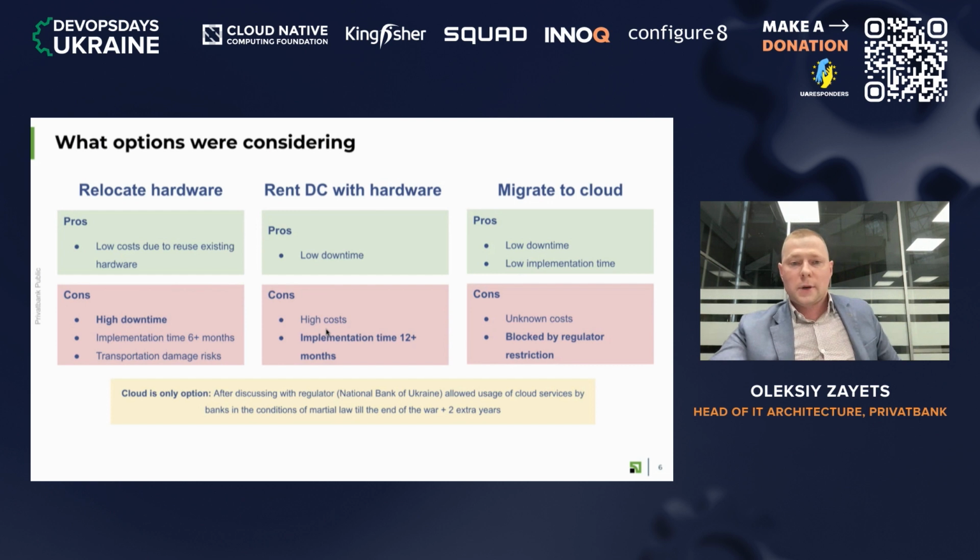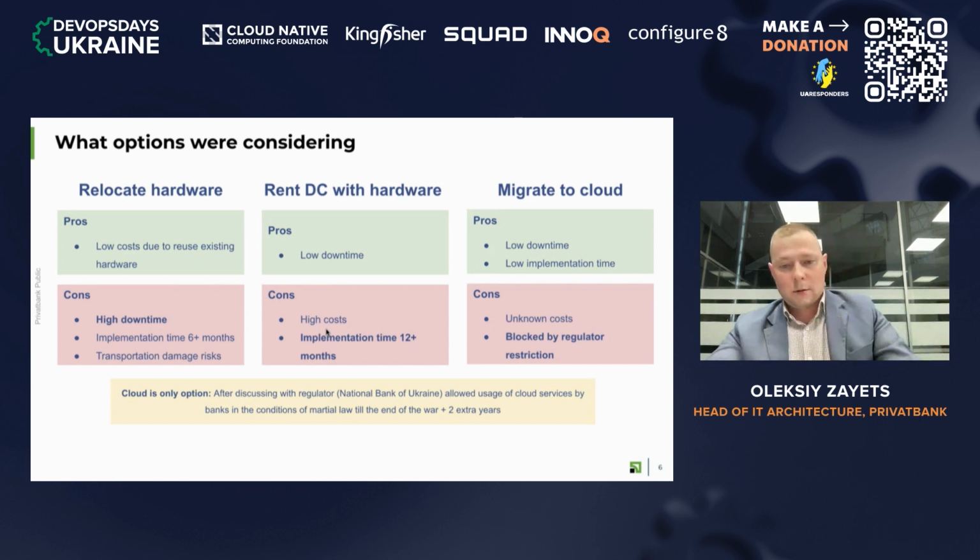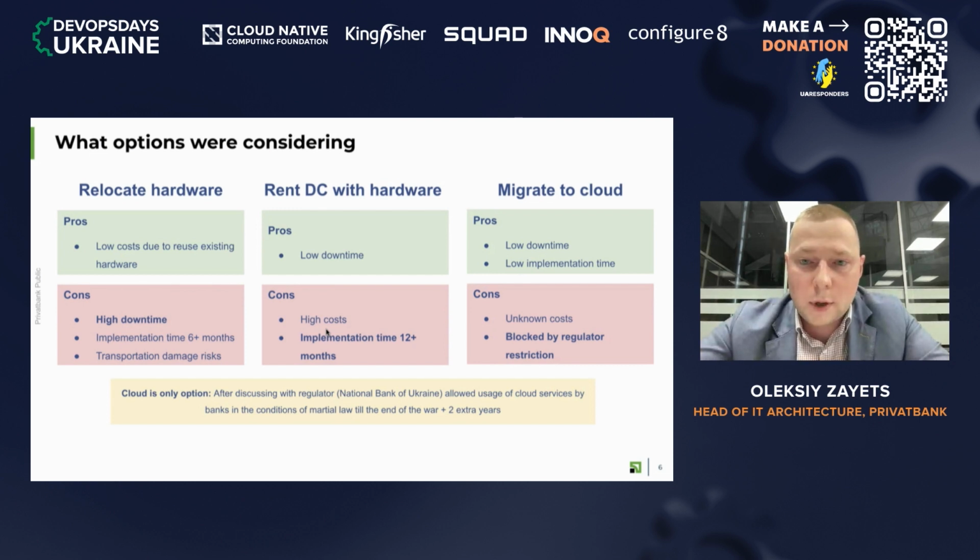The second strategy was to rent a DC in Europe, or another safe country, together with equipment. But unfortunately, the providers who could meet our capacity requirements could implement this in about 12 months. It's a huge time. We can't wait that long. And then we started considering the third option: migrating to the cloud.